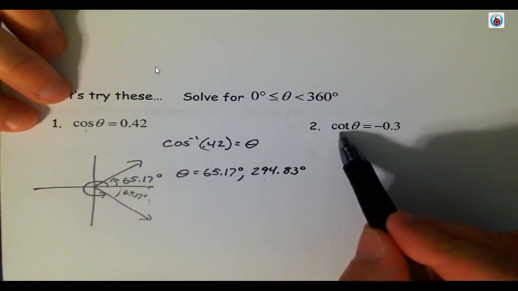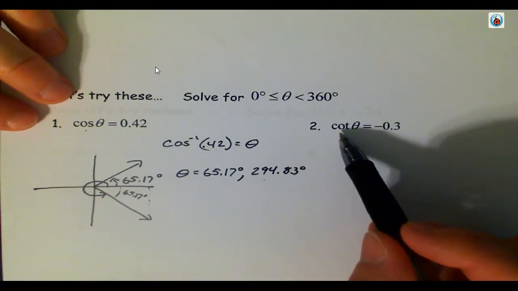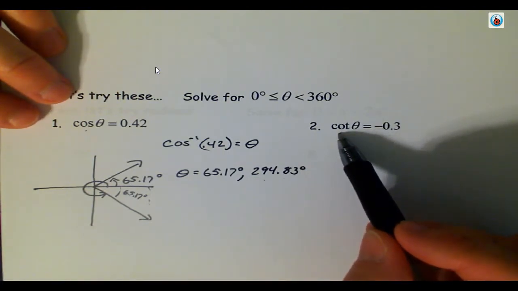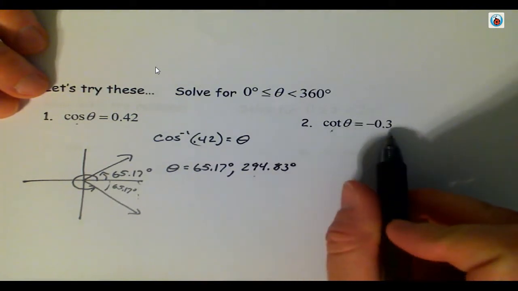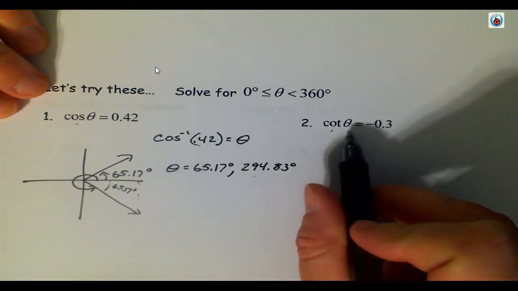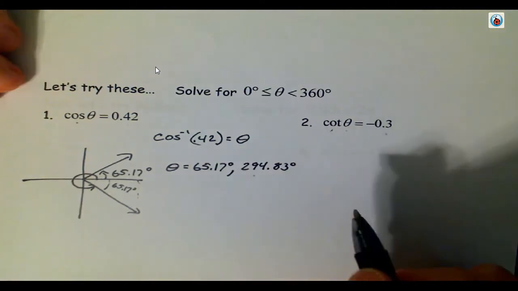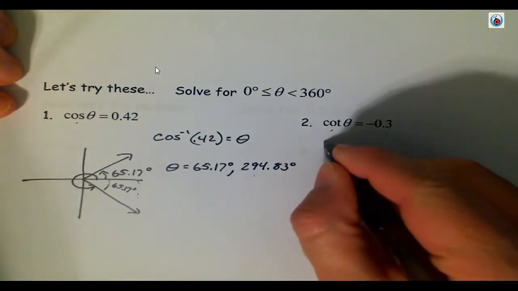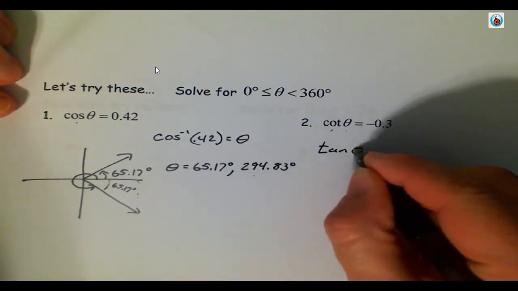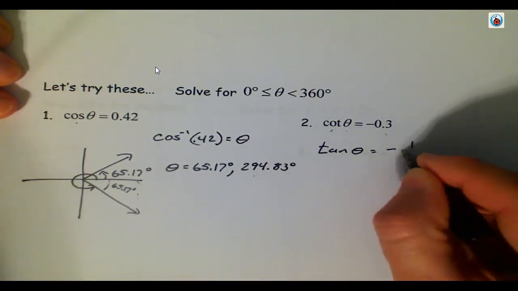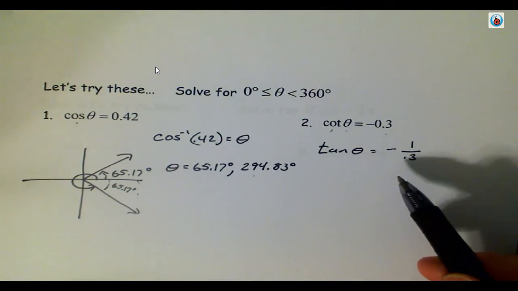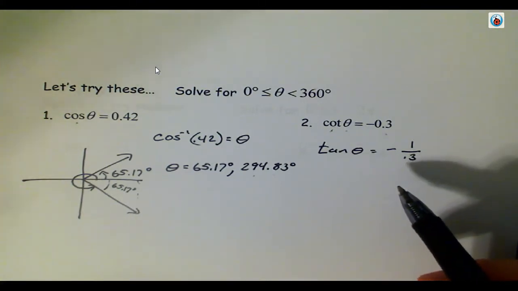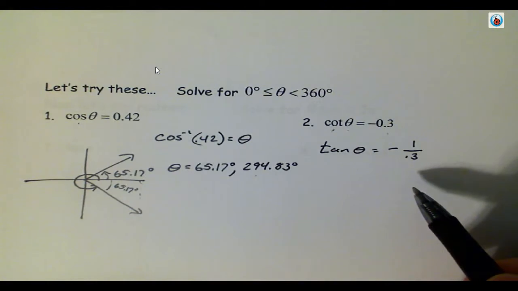Okay, cotangent. Now, we cannot do cotangent inverses, so we need to change this to a tangent. Remember, whenever you change to tangent, all you need to do is flip your value. It doesn't actually flip your angles, and that's why this can work. So I'm going to change this to tangent theta equals -1 over 0.3. Now, it's okay to have a decimal in the bottom because we are plugging this into the calculator anyways. It's going to fix itself. It's going to do all the work for us.